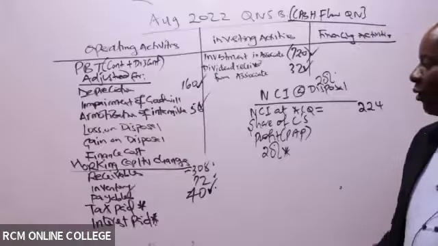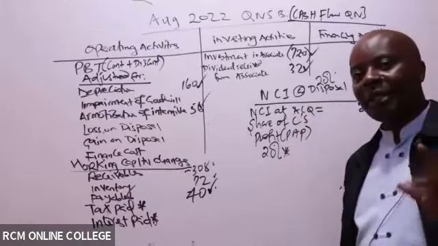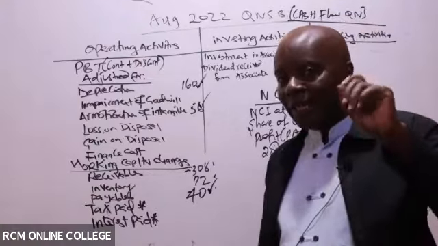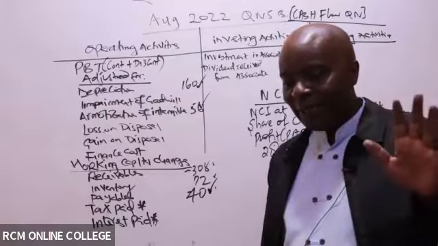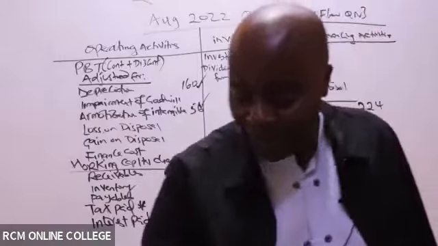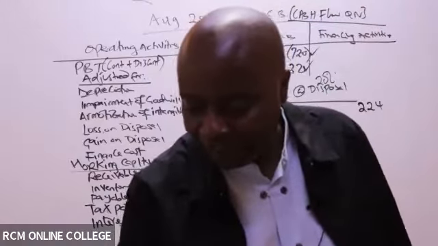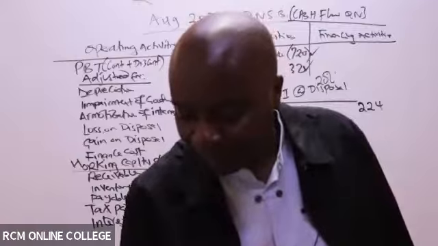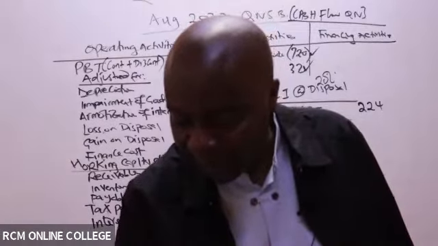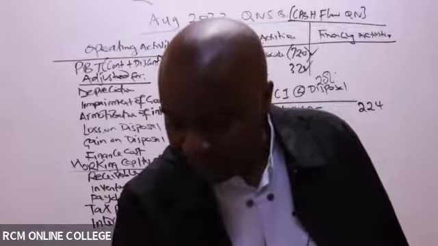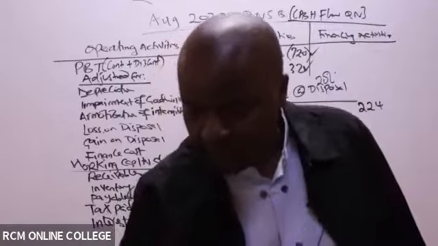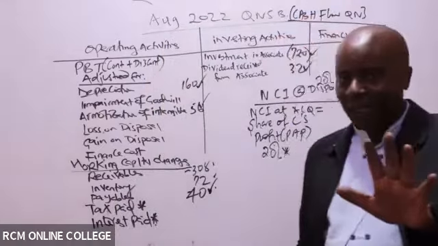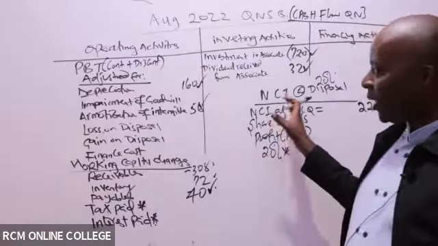Okay, let's do it this way. If you look at the statement of financial position, you have NCI. Are you able to see under the statement of financial position, you have NCI and controlling interest balance brought down and balance brought forward? Are you able to see that particular working? Let's do it this way. Let it hang a little first.